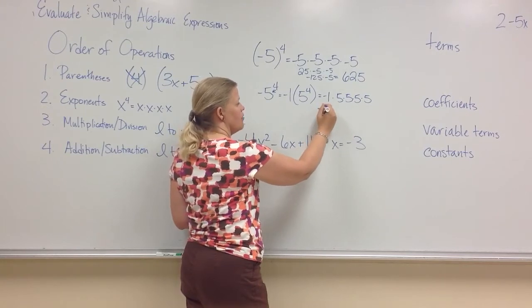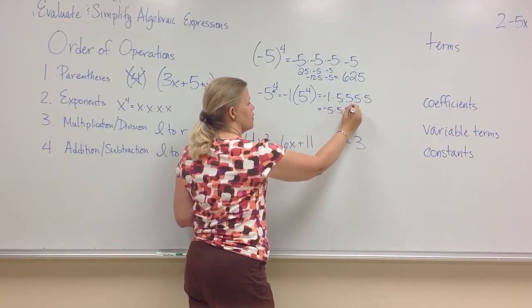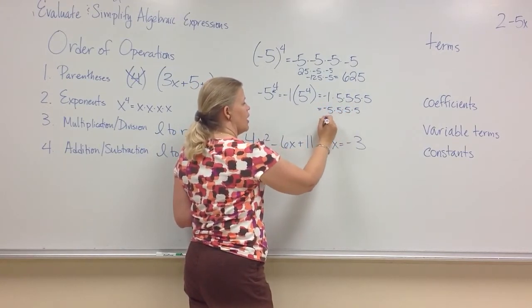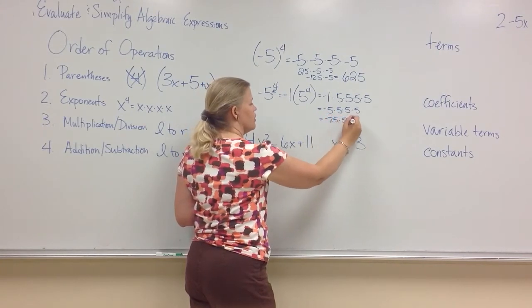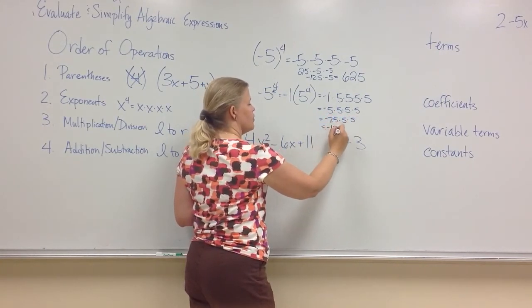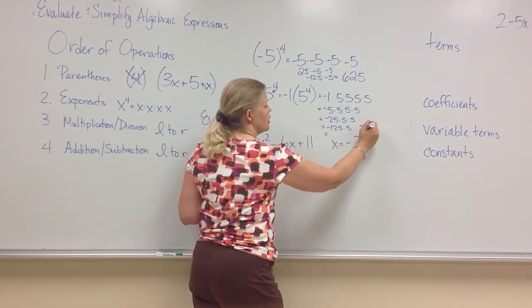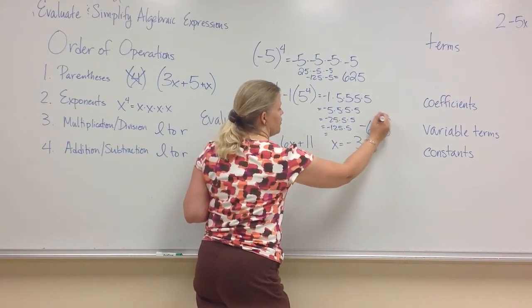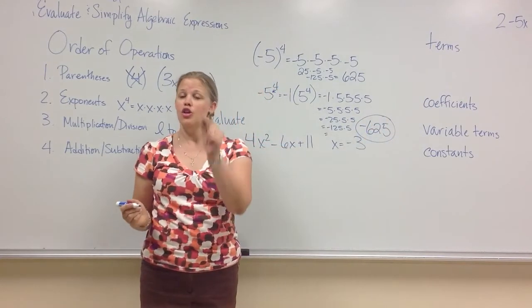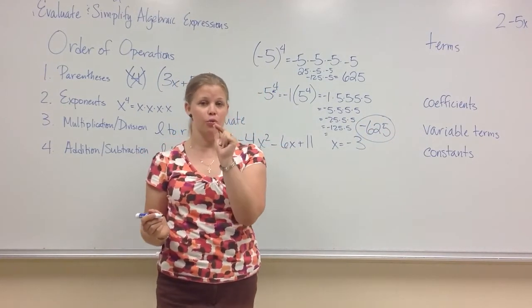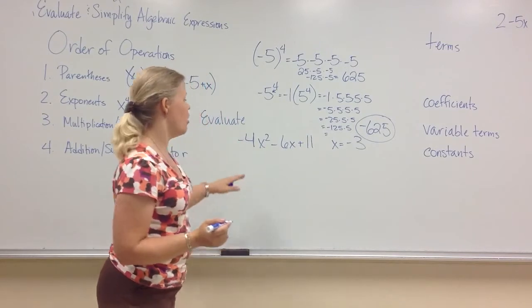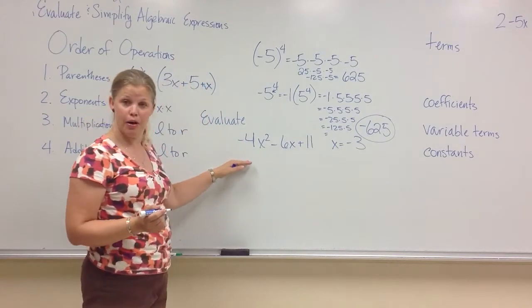Negative 1 times 5, negative 5. Negative 5 times 5, negative 25. Multiply it again by 5, you get negative 125. And when we finally finish, 625 again, but it's negative. You have got to be careful with your signs. Let's go on and look at how to do the next problem.